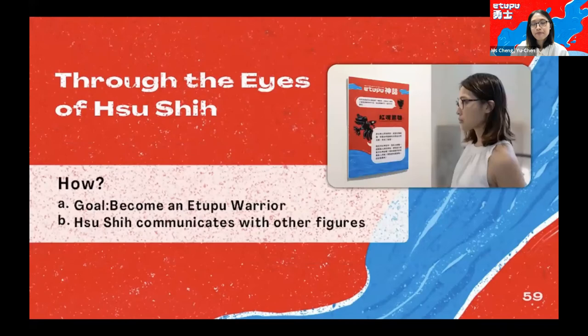And how does Xuxi guide the audience? In the beginning of the exhibition, Xuxi will invite the audiences: hey, let's become Attribute Warriors together. And Attribute Warrior means the warrior in Zhou. So to become a warrior, audiences need to learn more stories, legends, and knowledge about Zhou. So Xuxi will communicate with other figures. Let's take a look at the upper right side. There is a picture.